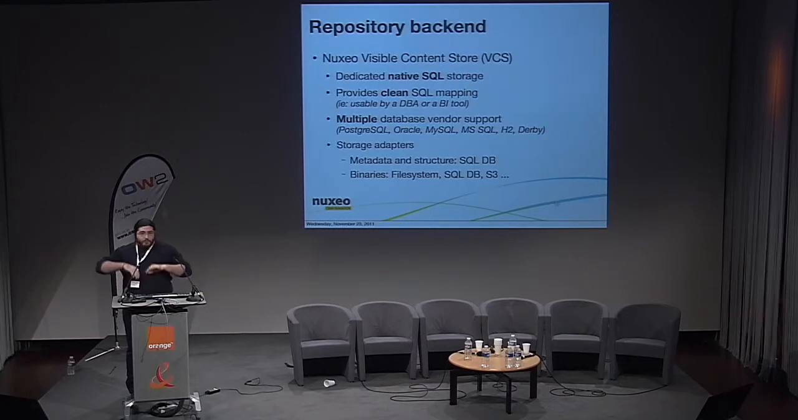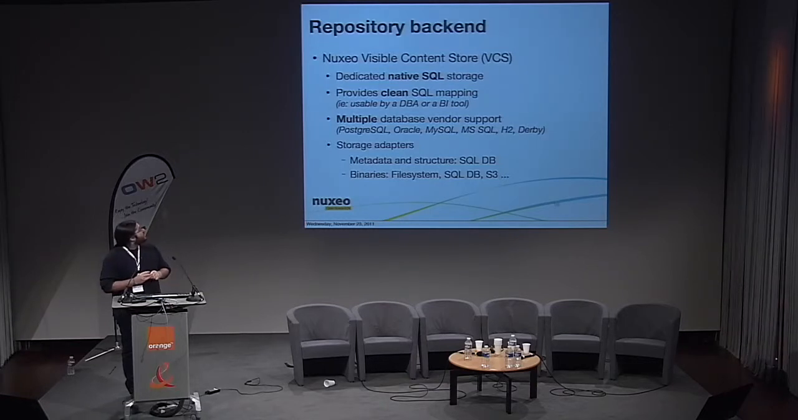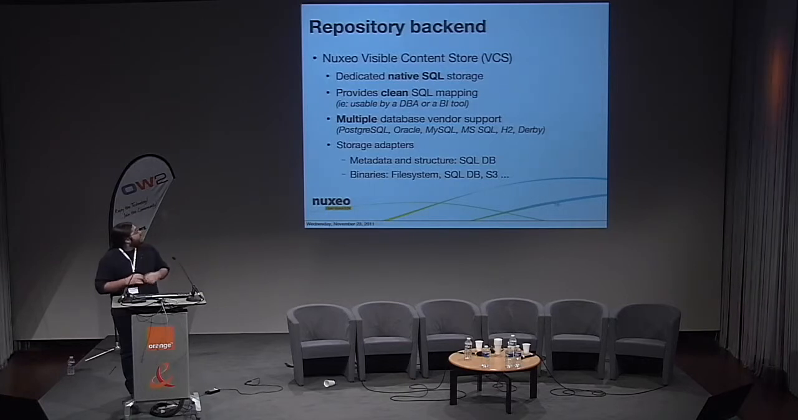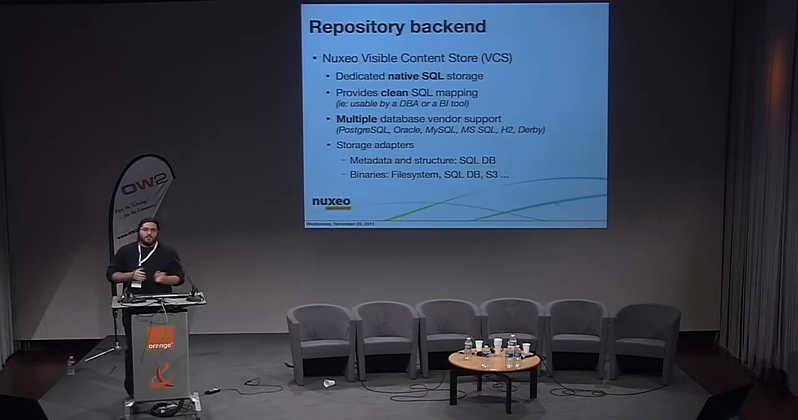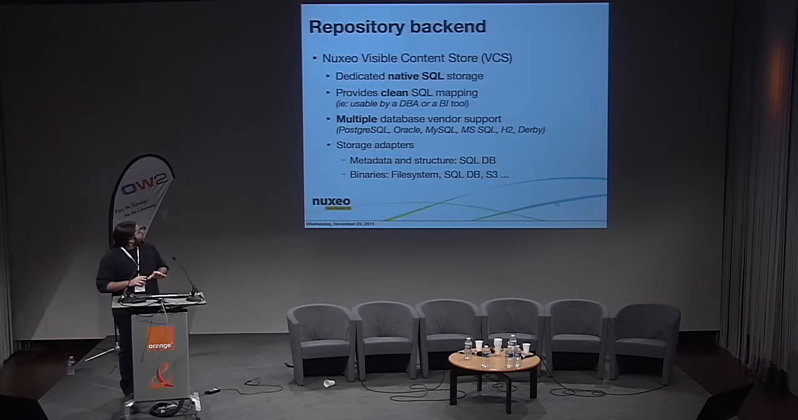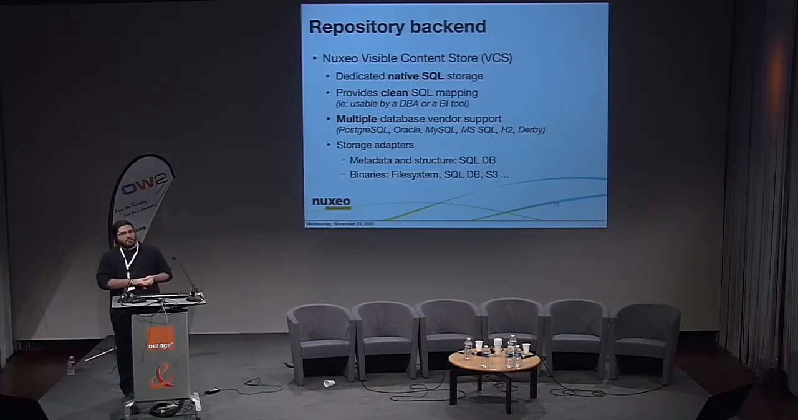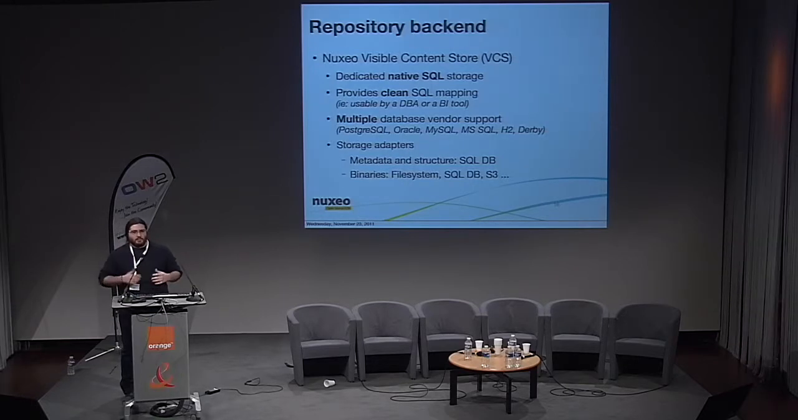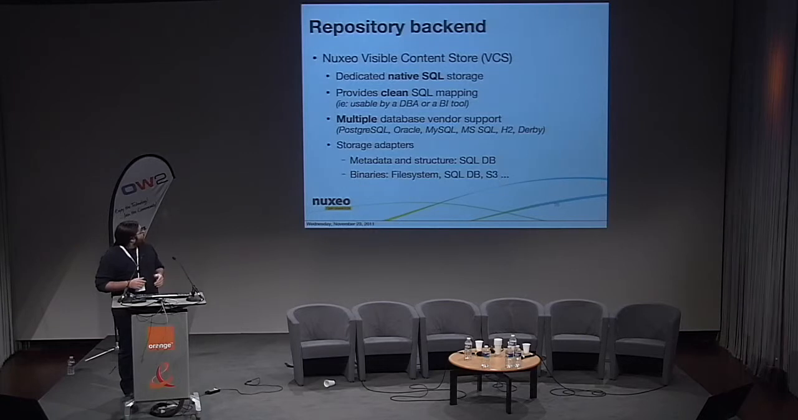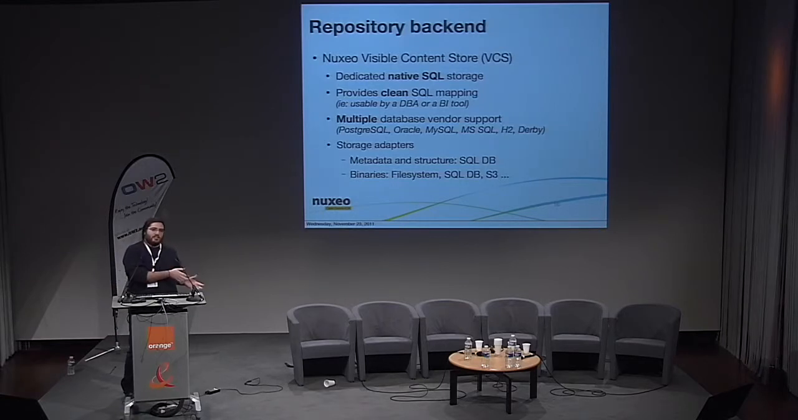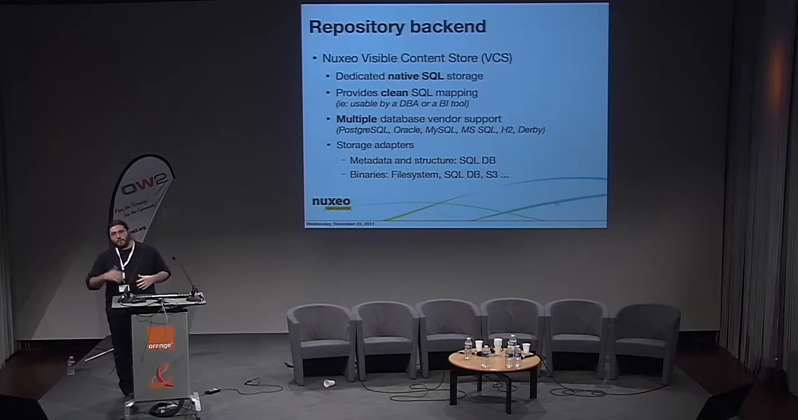And so to store all that, as I said, we use VCS for Visible Content Store, which means native SQL. And basically, you can plug any database you want. So we provide only, for the moment, PostgreSQL, Oracle, MySQL, MS SQL, H2, and Derby as the default database, but you could plug maybe MongoDB or any other NoSQL database you want. We also have a storage adapter. So when you store binaries in Nuxeo, you store them usually on the file system. You can also store them on S3, or you could store them on anything you want. You just have to write the storage adapter for that.